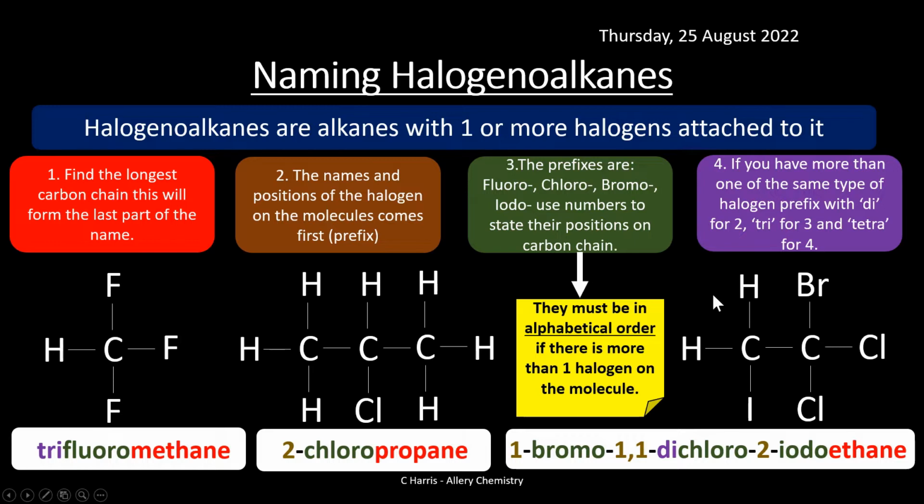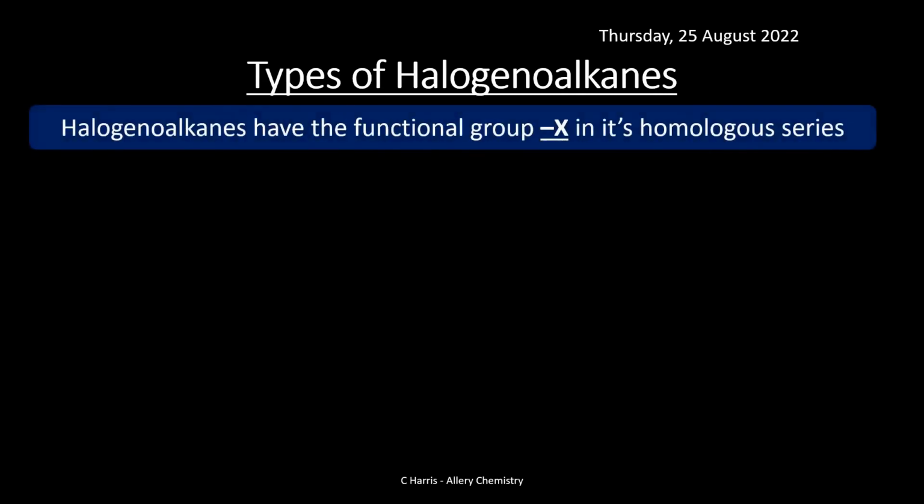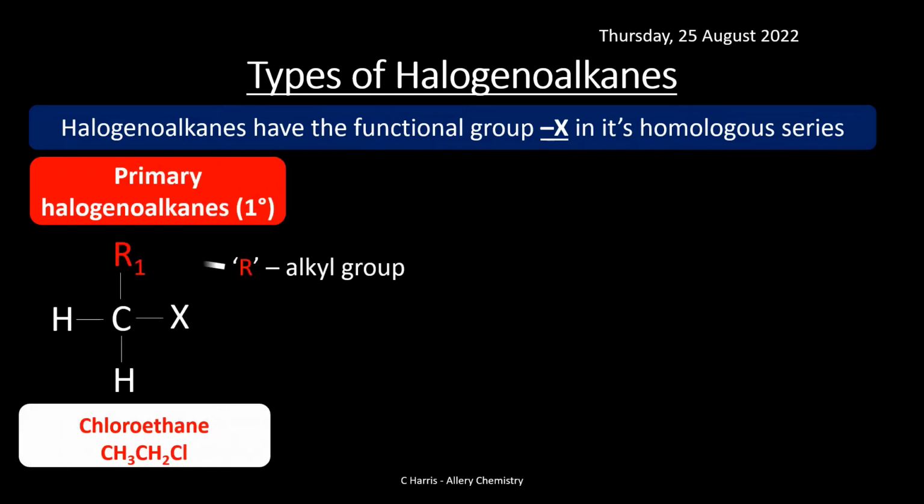Fairly straightforward. Again, you should have seen this in the Introduction to Organic Chemistry topic when we looked at nomenclature, or how to name compounds. This just specifically looks at halogenoalkanes. As you've seen, halogenoalkanes have the functional group X, and that's in its homologous series, the family that it belongs to. You get different types of halogenoalkanes, very similar to alcohols, where you get various different forms of this.